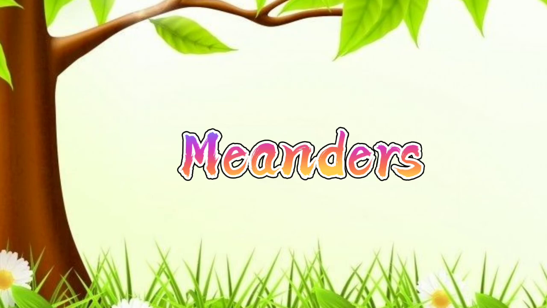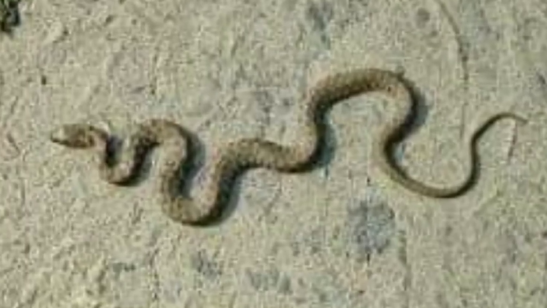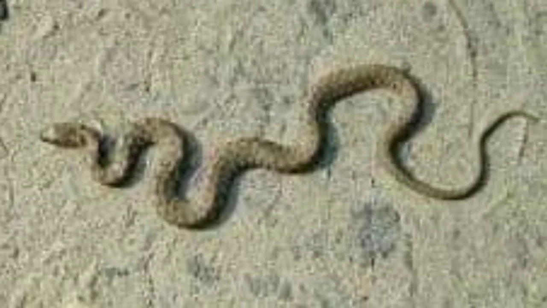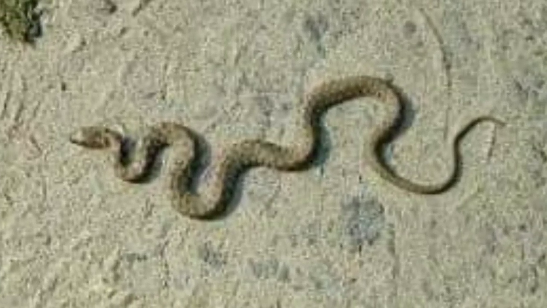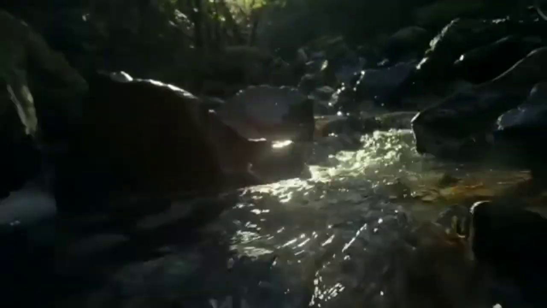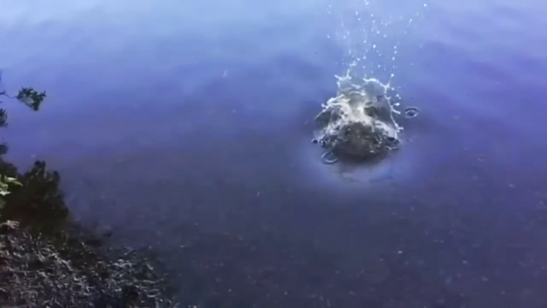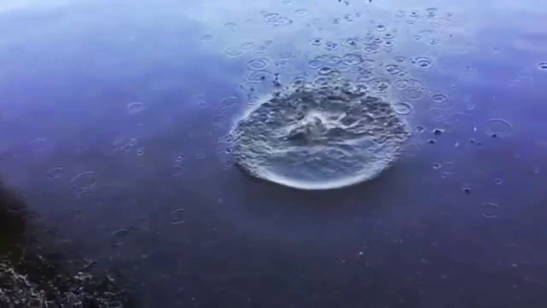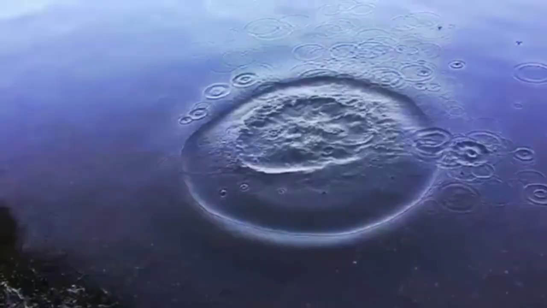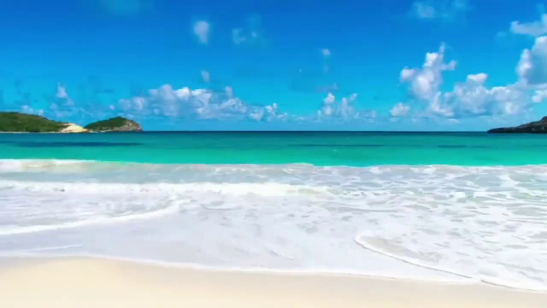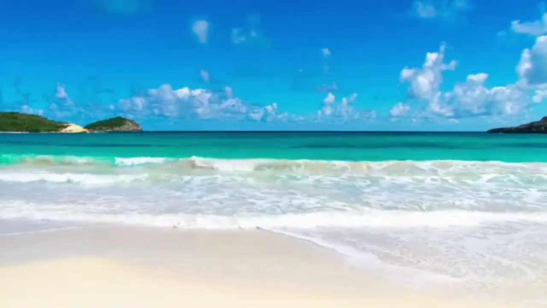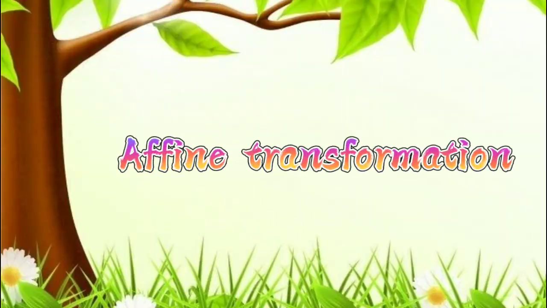Meanders. Meanders are typical landforms at the middle and lower courses of a river. The term meander refers to a winding curve or bend in a river. Waves. A wave is a physical phenomenon characterized by its frequency, wavelength, and amplitude. In general, waves transfer energy from one location to another.